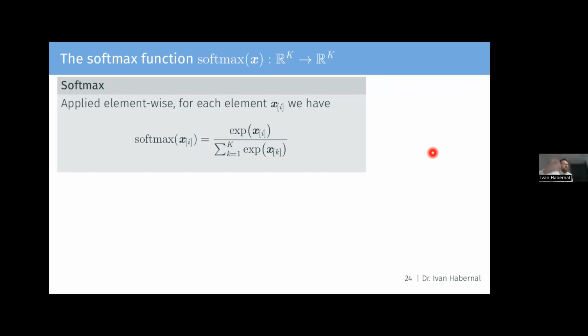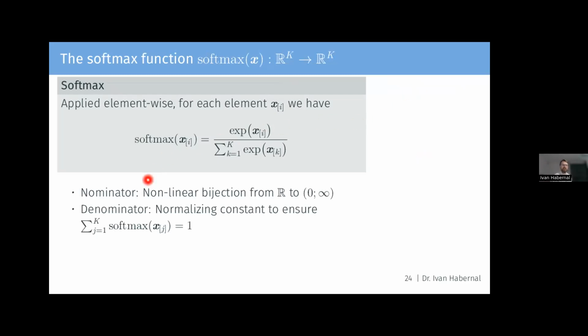There's a reason why softmax looks like it does. I could just show you the equation, but if you come up with the idea of how to build it, then it has meaning. It's a nonlinear bijection from minus infinity to infinity onto positive values. This is the exponentiation, and the denominator is just a normalization constant. This is great.